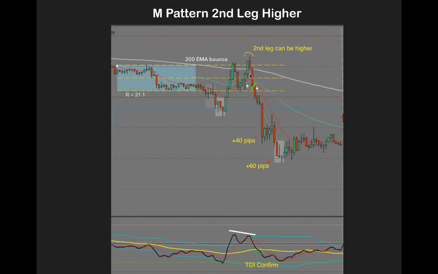Here's your shift candle, right? It closes below all the EMAs, closes below the 13 EMA. You have your TDI confirmation, market below the market baseline, crossing below the signal line. Nice big angle of separation there. And there's your entry for the M on the second leg. And then you held the trade, you got 40 pips if you held down to this point here, and then another 20 pips if you held the pullback and got 60 pips.